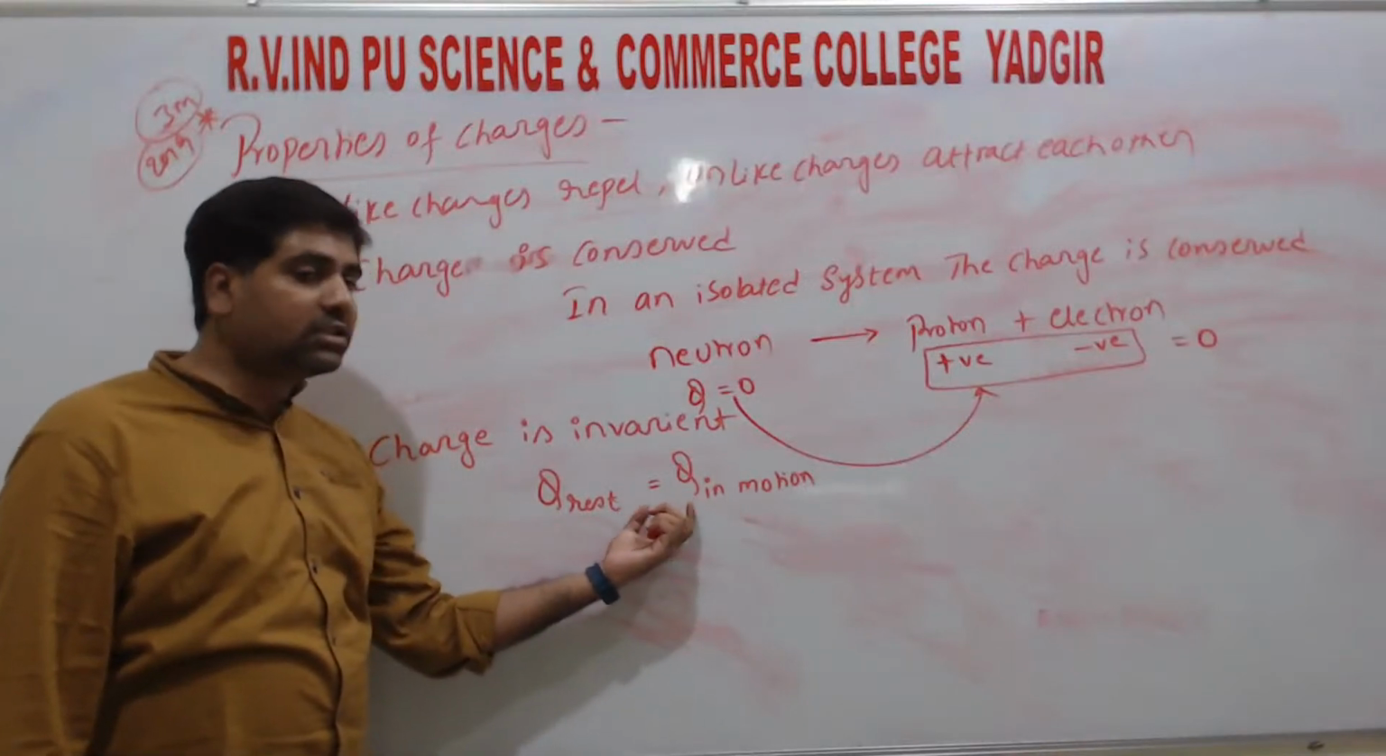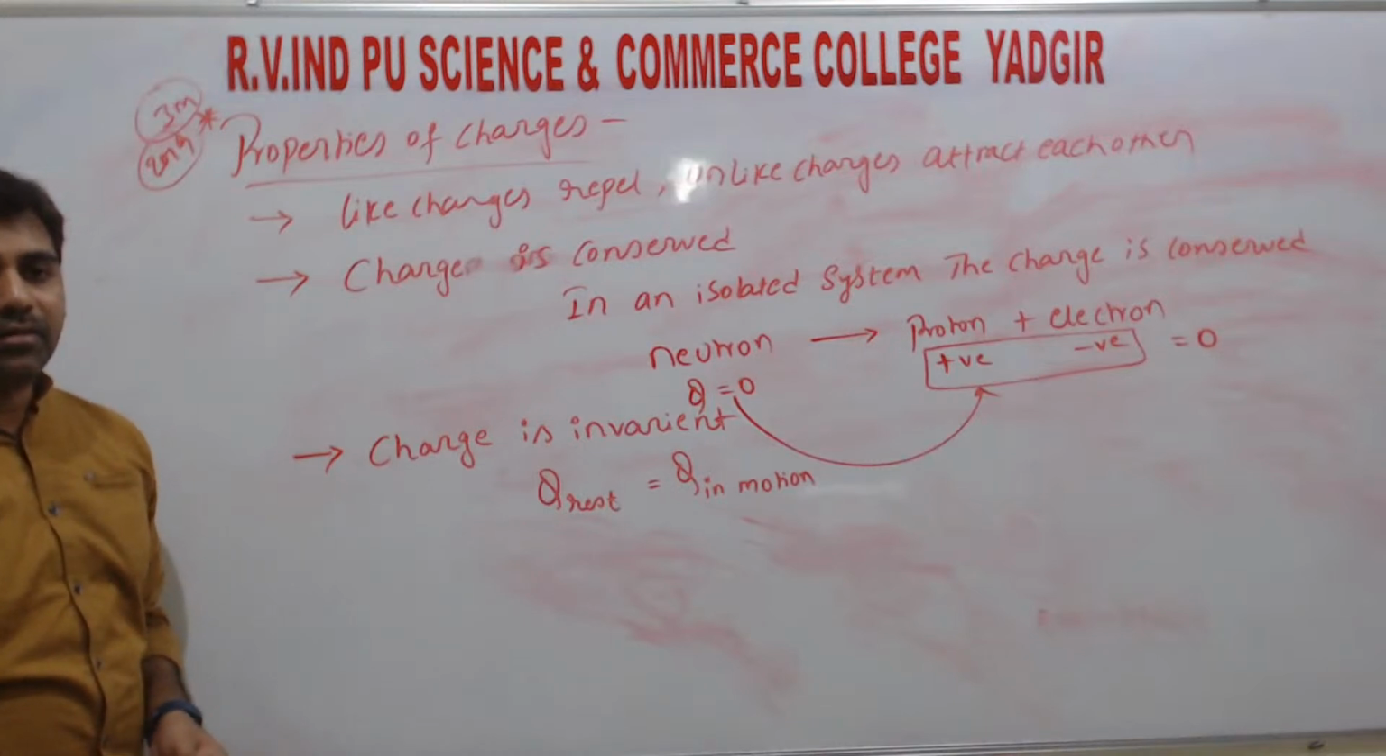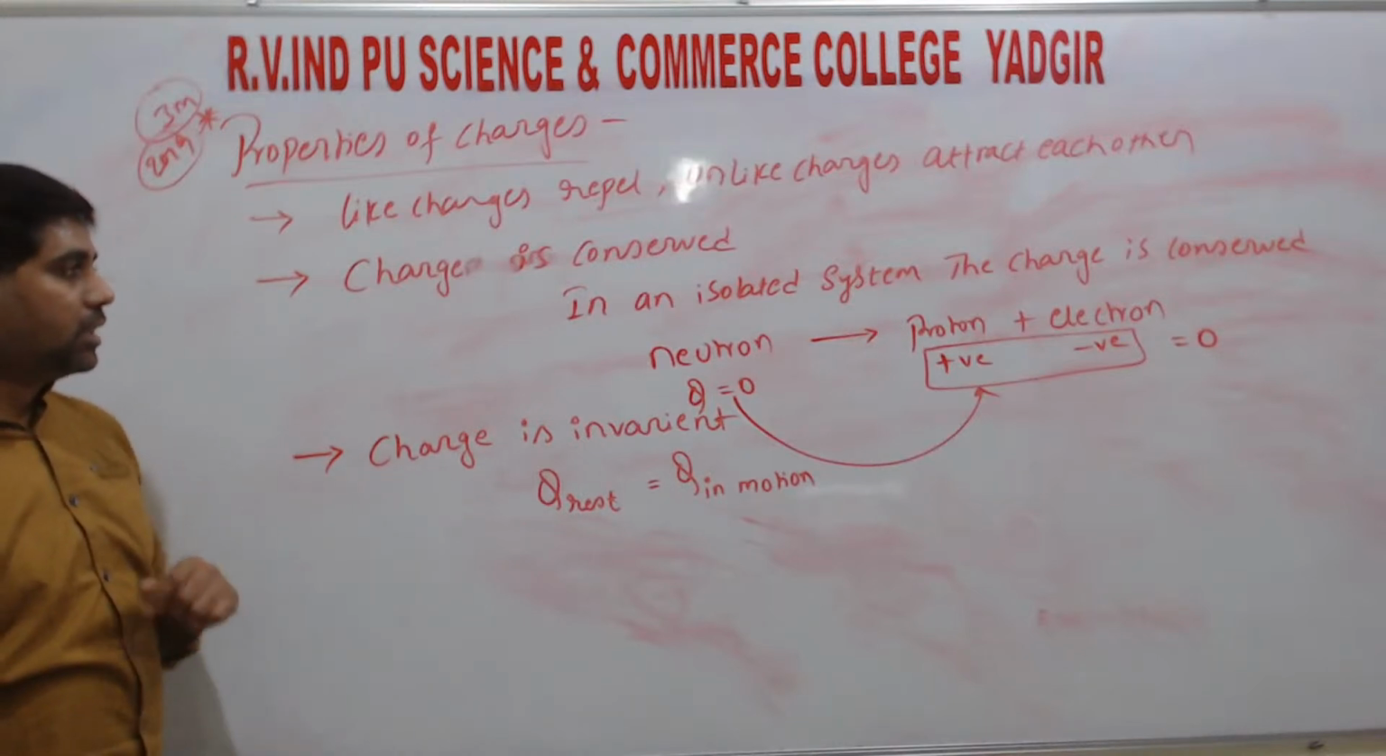So the value of the charge remains the same. Hence we call the charge invariant, right? So this one is the third property.